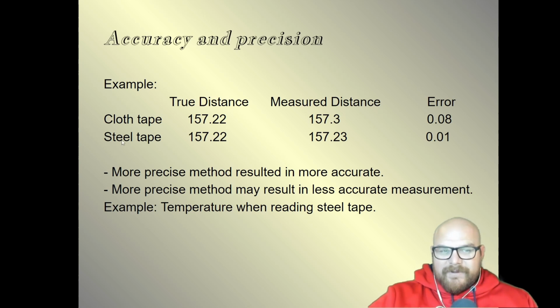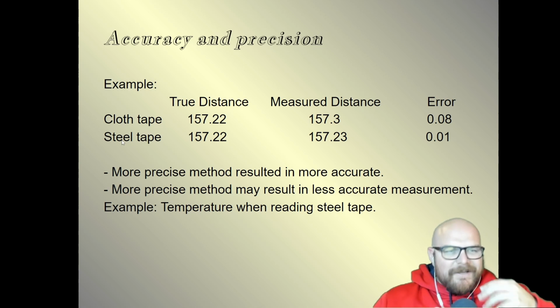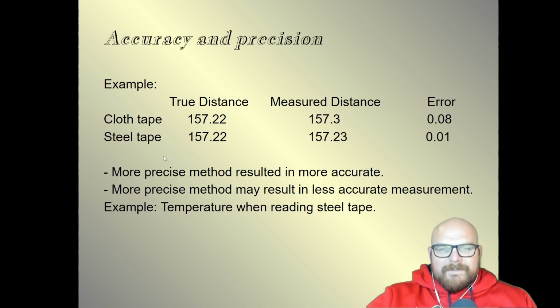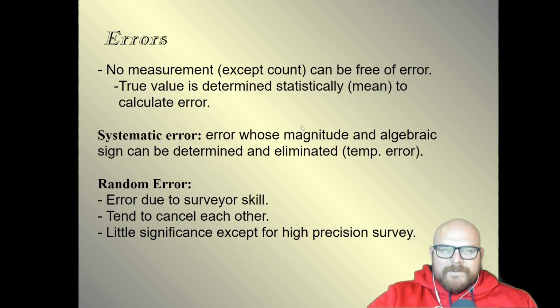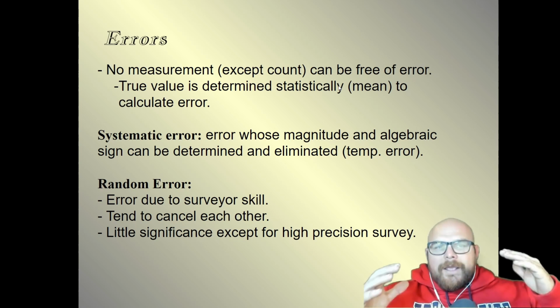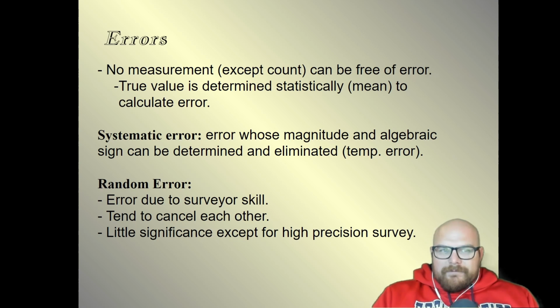Temperature can come into play on these things when we talk about steel tape, especially. Metal is going to expand and contract, so the steel tape can sometimes be off a little bit as well. There are faults within these things that we have potential problems with. No measurement is going to be free of error. It doesn't matter how accurate we want to try to be.